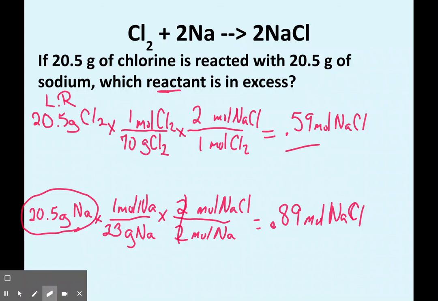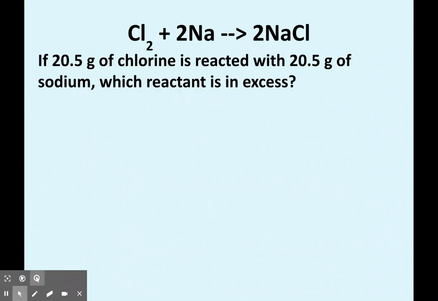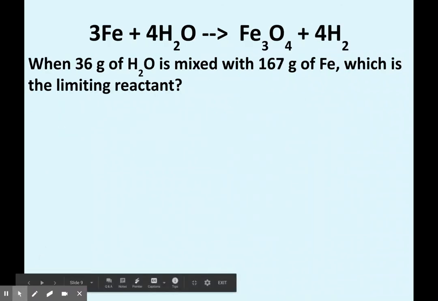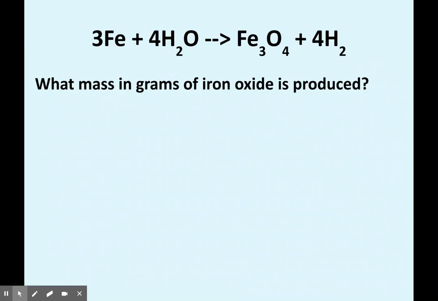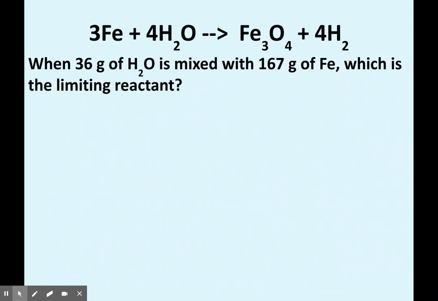Let's look at one more. All right, let's see. Is this the one we want to do? Okay. All right, so we have 36 grams of water. Just go ahead and write that down, is mixed with 167 grams of iron. Which is the limiting reactant?